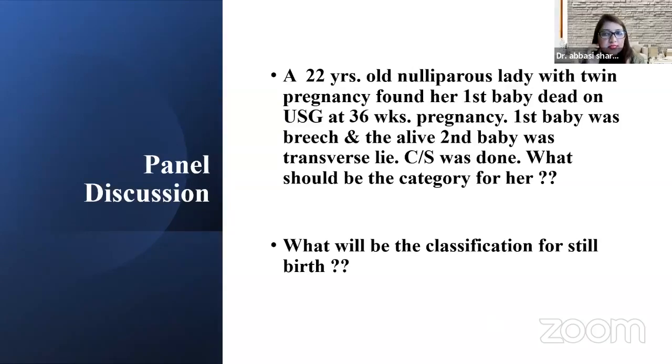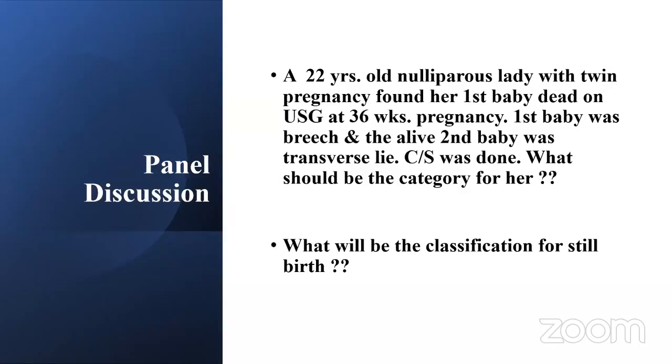একজন রেখেছে যে 22 ইয়ার্স নালিপেরা, the twin pregnancy আছে, first baby died on ultrasound at 36 weeks and first baby was breech, and the alive second baby was transverse lie, CS was done. So what should be the category for her? ওকে, উনি জানতে চাইছেন which will be the Robson's class, isn't it?